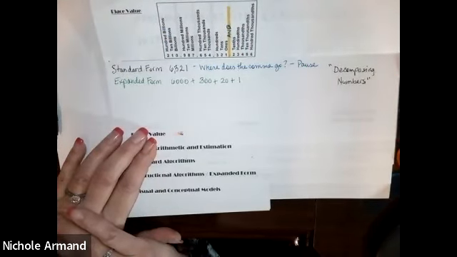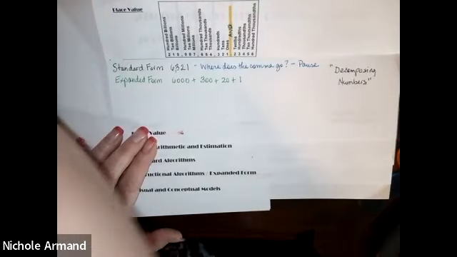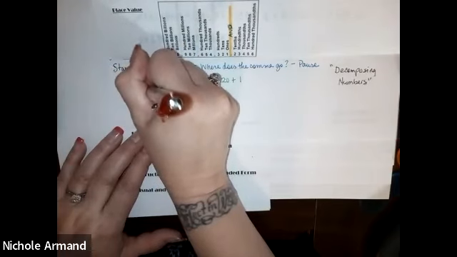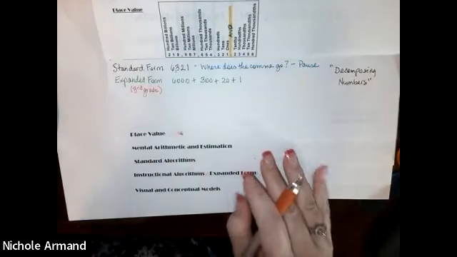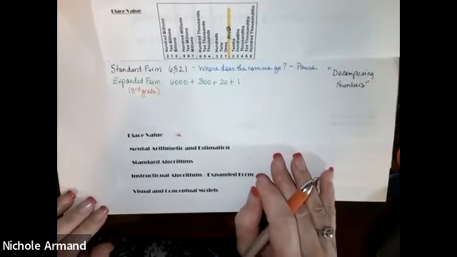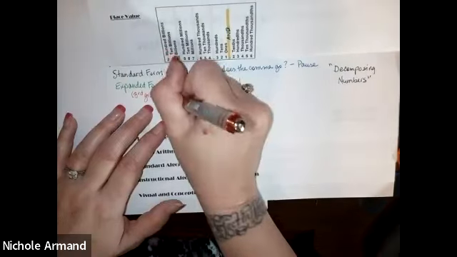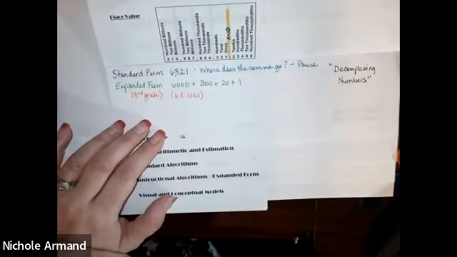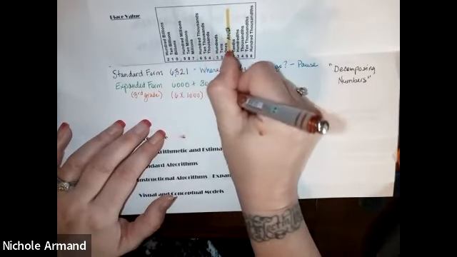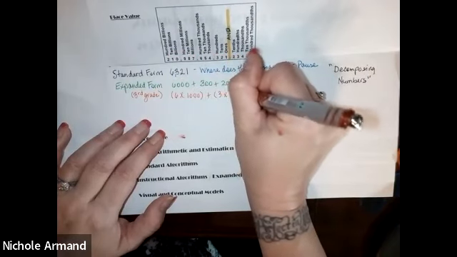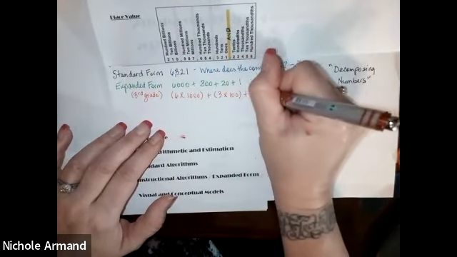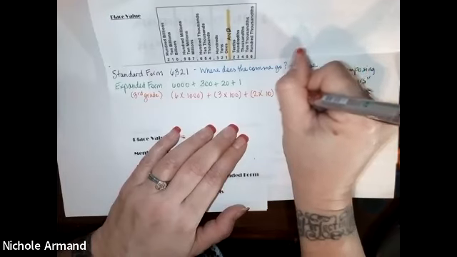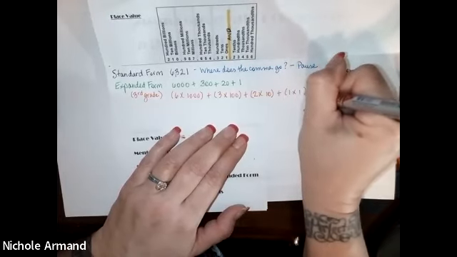Once we get to about 3rd grade, then we're going to start writing expanded form as 6 times 1,000 plus 3 times 100 plus 2 times 10 plus 1 times 1.